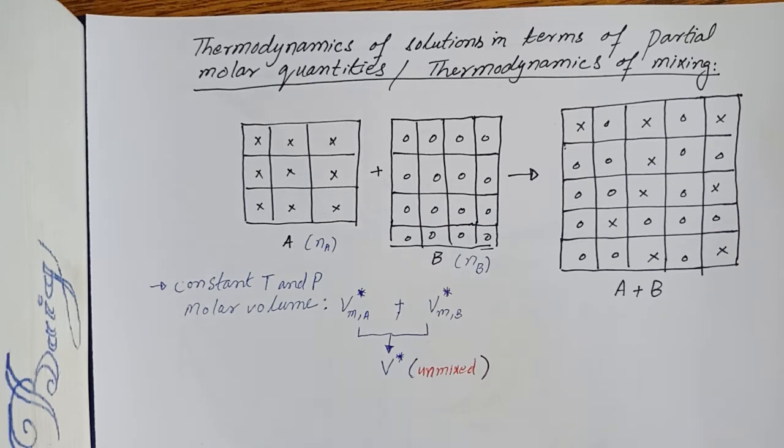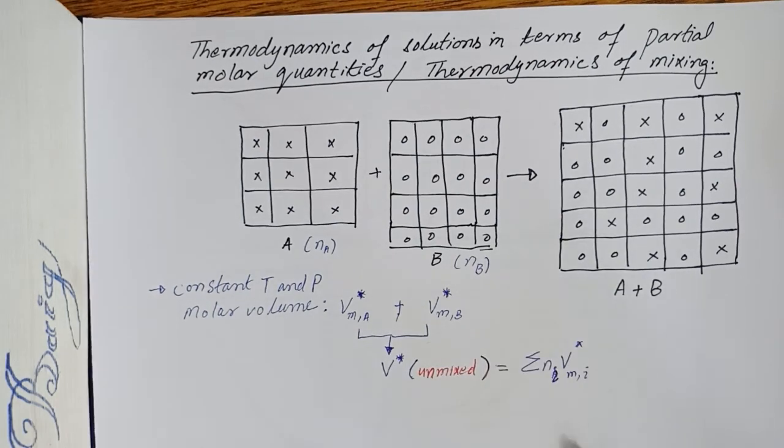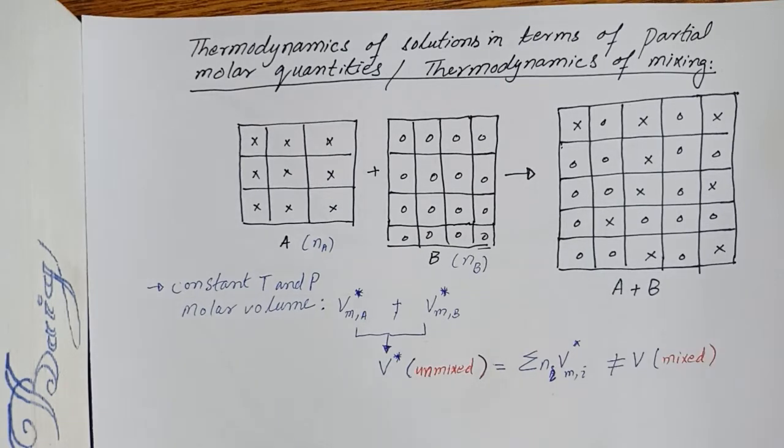That must be equal to the sum of the molar volumes of component A and component B, that is, the product of the number of moles of each component and the molar volume of each pure substance. So it is the sum of the products of the number of moles of each component with the molar volume of the pure substances, and this is not equal to the volume of the solution that is formed by mixing.